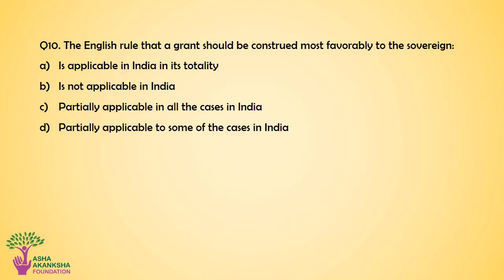Question number 10. The English rule that a grant should be construed most favourably to the sovereign, option A, is applicable in India in its totality. Option B, is not applicable in India. Option C, partially applicable in all the cases in India. Or option D, partially applicable to some of the cases in India. The correct answer for this question is option B, is not applicable in India.